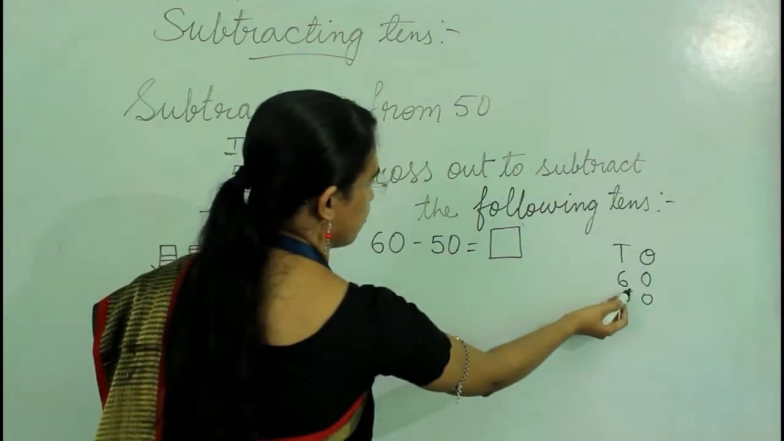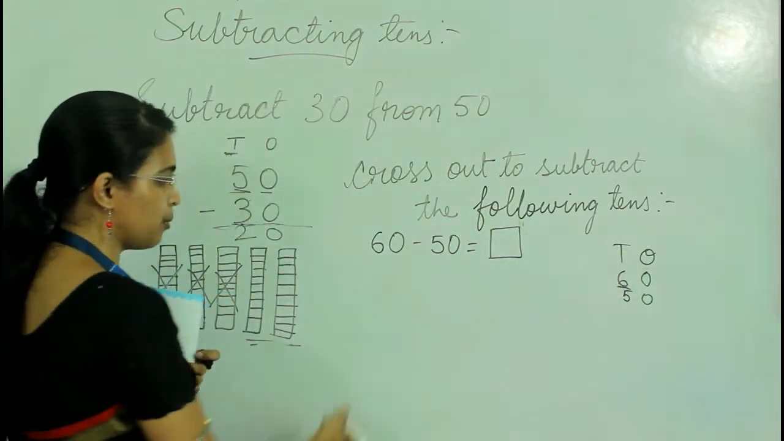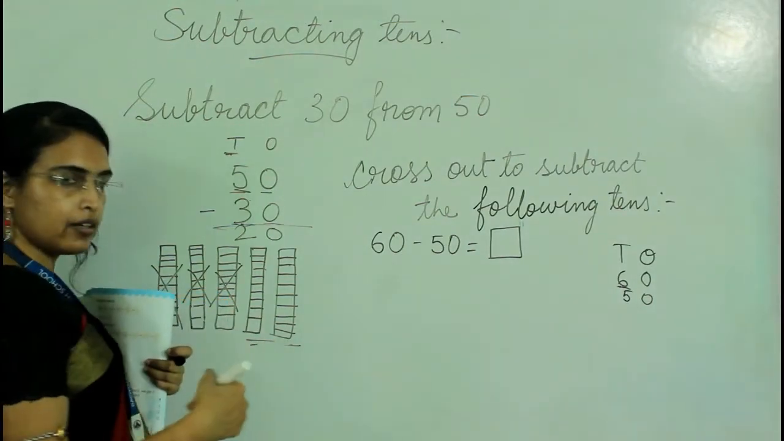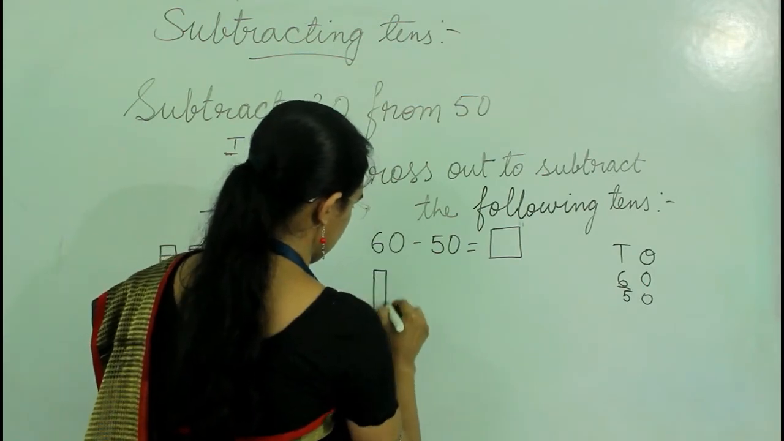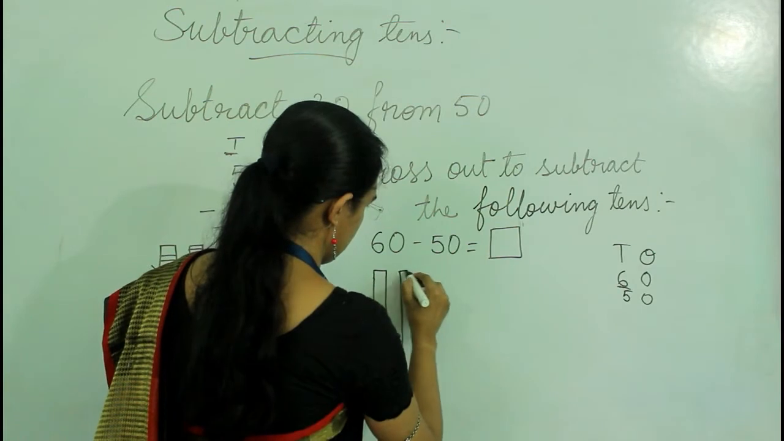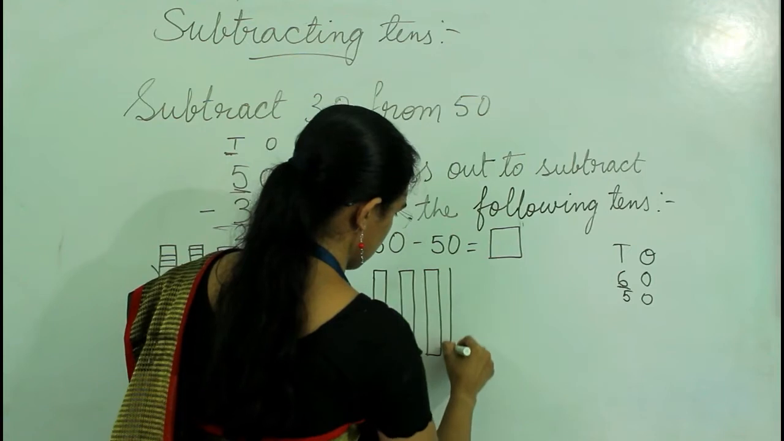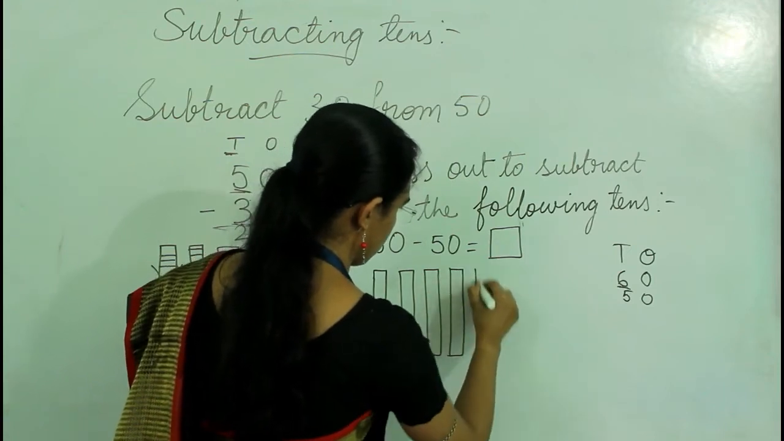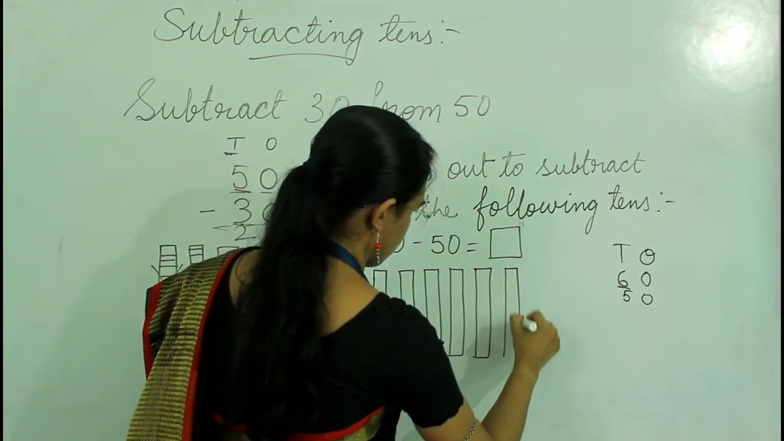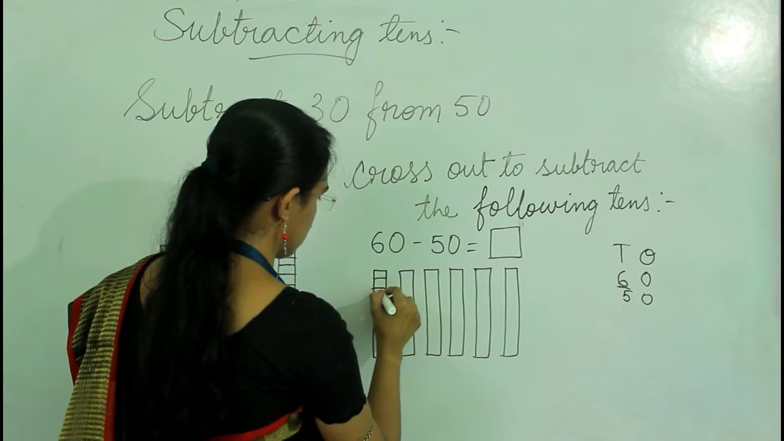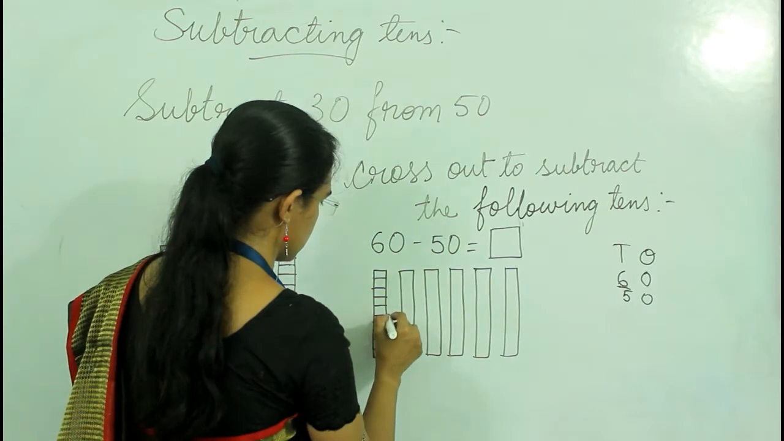So here we have which number? The first number is 6 and 6 is in the tens place. So how many groups we have to make? 6 groups of 10 blocks. 1, 2, 3, 4, 5, 6. 1, 2, 3, 4, 5, 6, 7, 8, 9 and 10.